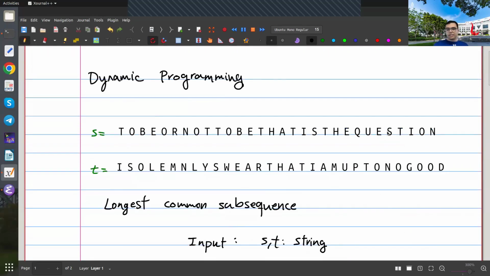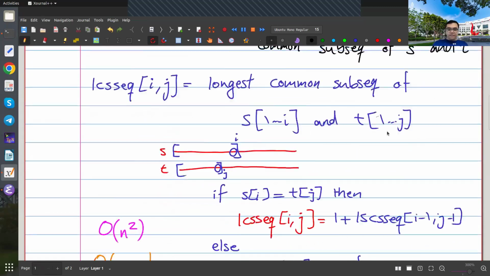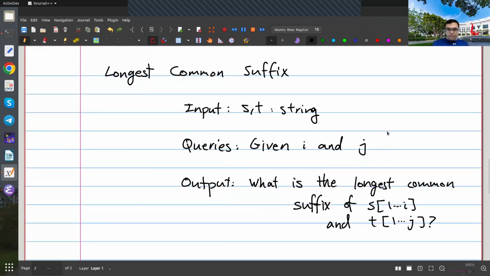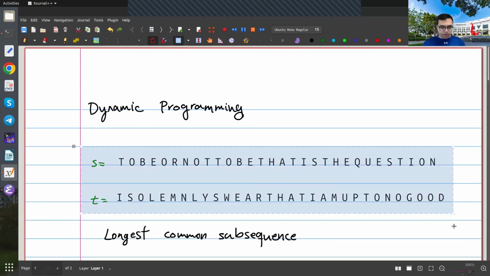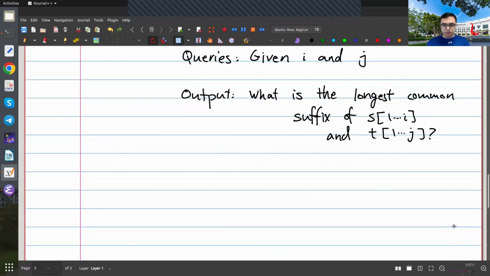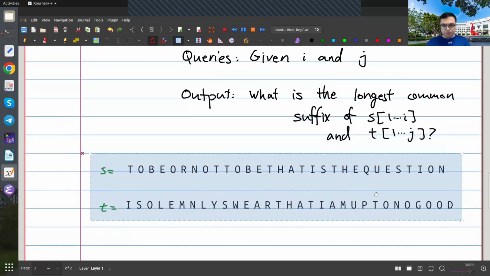So I'm basically saying I'm chopping off some part of S and T every time, and I'm asking you what is the longest common suffix now. Is this harder than the previous problem? Actually, not so much. Let me just copy this and put it here.